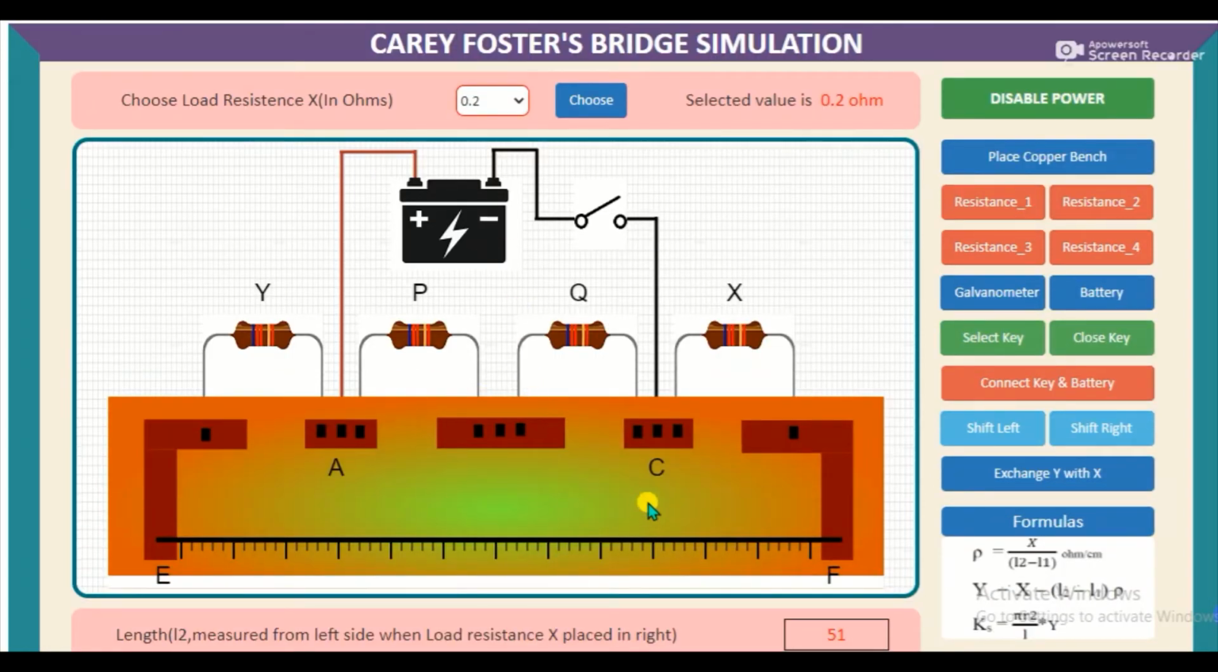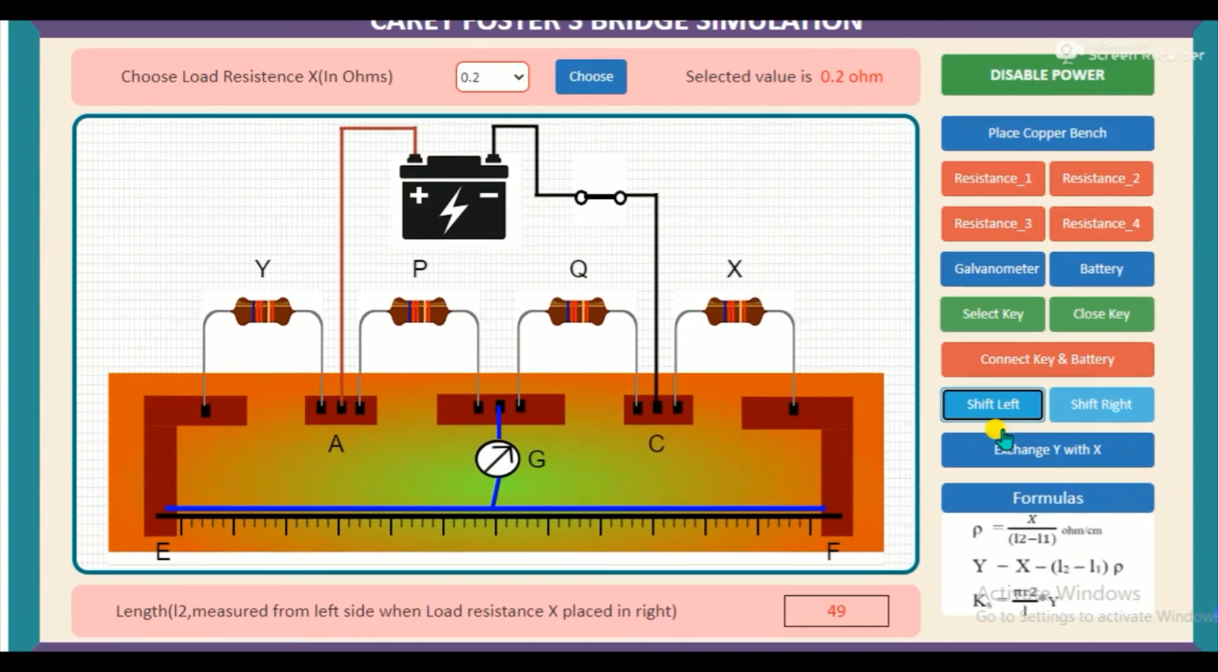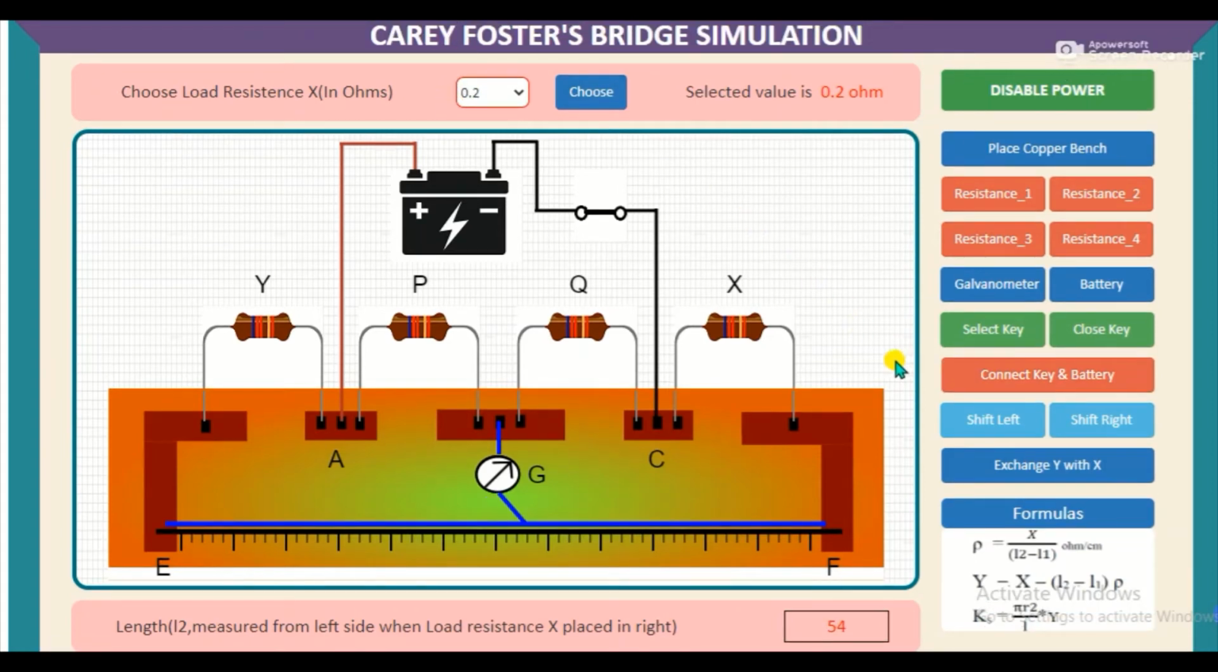They have removed the galvanometer, so I have placed it from here. Now we can connect them. Close the key. The battery is there, the galvanometer is there. Now they have closed it by themselves. So now we can shift it towards left again to have that reading. But this is not refreshed, so we have to refresh it again. After refreshing, I am going to shift it towards left.